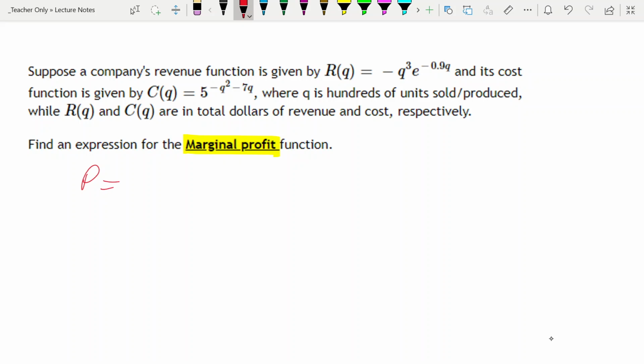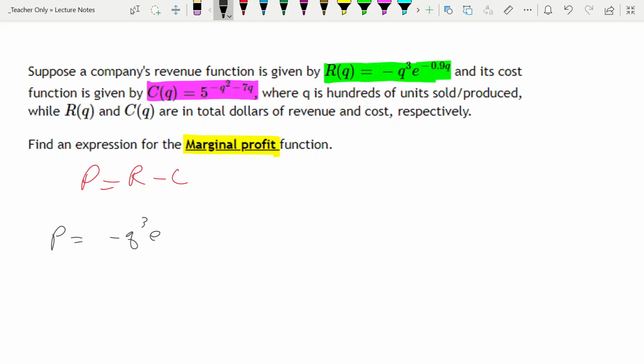Well, profit equals revenue minus cost. So do we have a revenue function? Well, yes, we do. Here's our revenue function. And then do we have a cost function? Well, yes, we do. Here's our cost function. And so what we're going to do is simply set this up as profit equals negative q cubed e to the negative 0.9 q. That's our revenue minus our cost, which is 5 raised to the negative q squared minus 7q. And now we take the derivative of this.